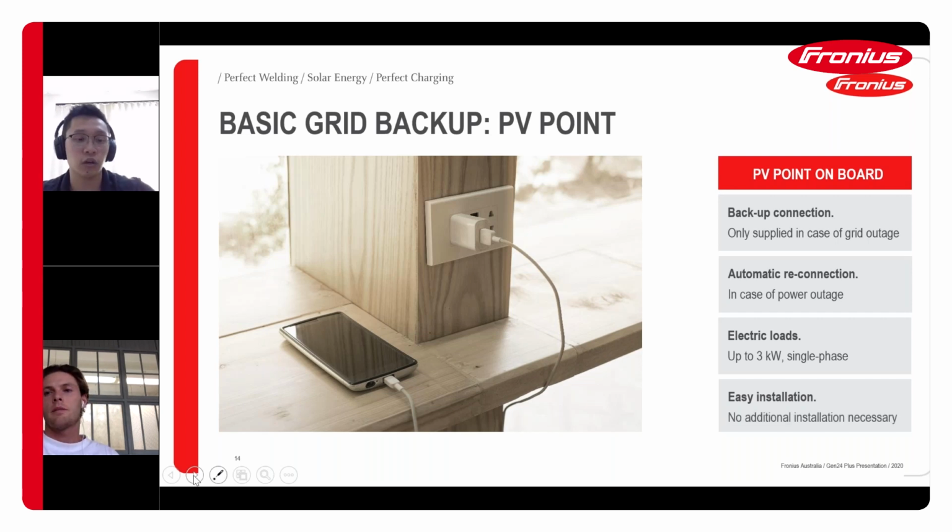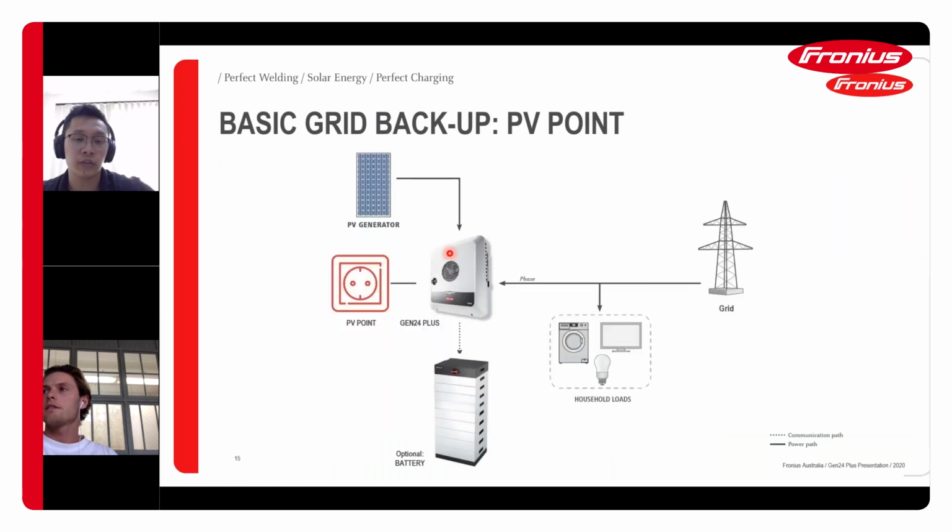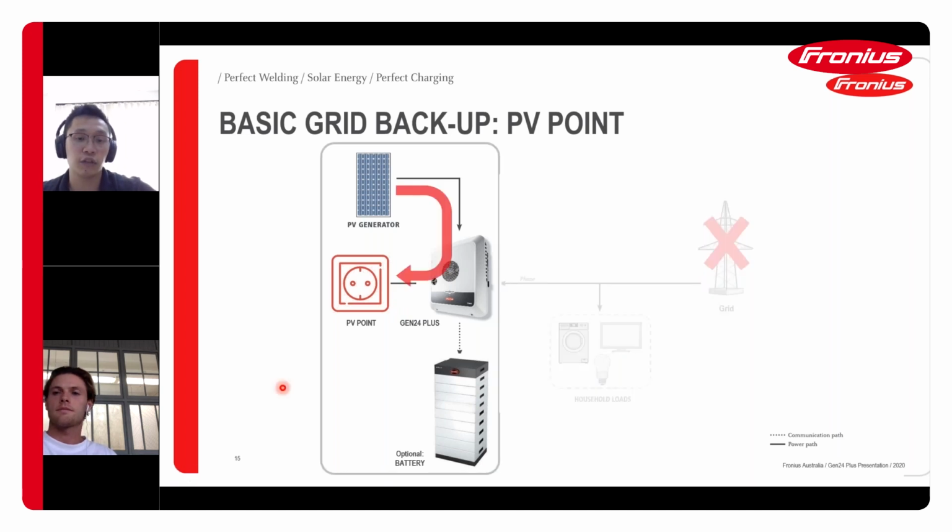So let's have a quick look at what this PV Point looks like. Inside the inverter, you will see there's a second AC output, which goes to a GPU, for example, which looks like this. From there, you have your PV, your grid, and your loads. When the grid goes down, this PV Point will get energized, maximum 3 kilowatt, and only single phase. The inverter will isolate itself, and then you can have power going from the PV to the PV Point, and also from the panels to the battery at the same time.